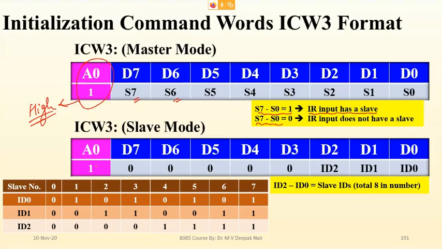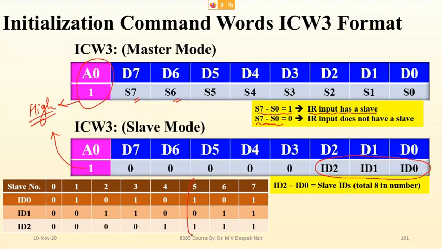In slave mode, again A0 should be 1, so that means it is the higher port. In the last slide we talked about ID0 to ID2. The rest of the bits, D7 to D3, will always be 0. ID0 to ID2 will be used to identify the slave's number. These 3 bits can have 8 options. So how can we identify which slave number it is? Looking at these 3 bits, if they are 000, then it is slave number 0. If it is 101, that is slave number 5.